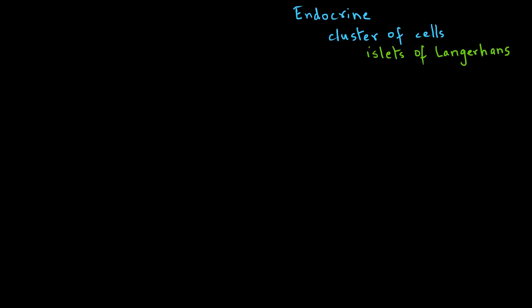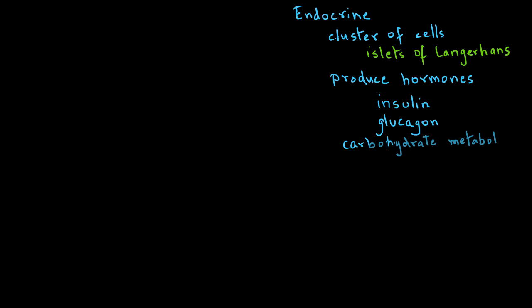The second gland within the pancreas is the endocrine gland, and it comprises clusters of cells. These are also called islets of Langerhans, and they mainly produce hormones. Again, really important hormones that are used in the digestion process. The first ones are insulin and glucagon. Both these hormones are used in carbohydrate metabolism.